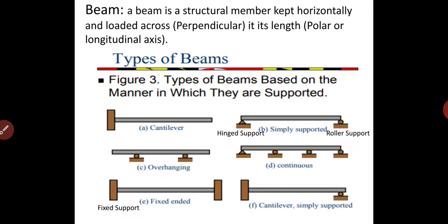So a beam is a structural member which will be subjected to shear force and bending moment. If we neglect the weight of the beam, then because of the load acting on it, it will be subjected to shear force and bending moment, not turning moment, because we are applying the force across the longitudinal axis of the beam. Across means perpendicular to the axis. Okay. Now, types of beams.